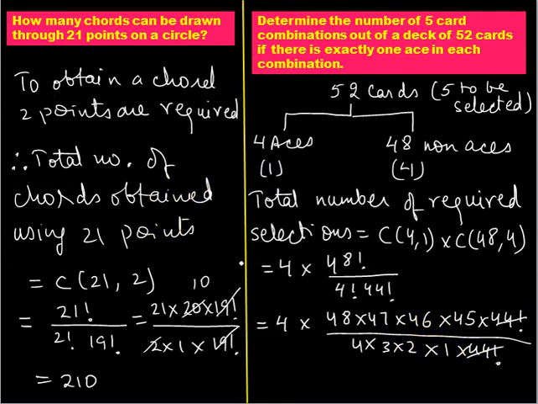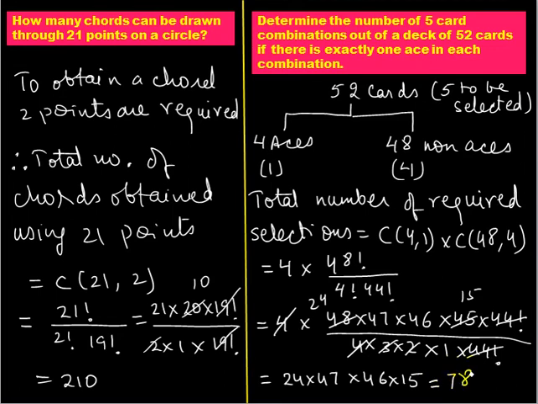So cancelling out the common factors, you can see we can get rid of 4 here. Then with this 2 we can cancel out 48, it will be 24, and with 3, 45 can be cancelled out, we get 15. So leftover terms are 24 into 47 into 46 into 15. Now on multiplying this, the product reduces to 788320. Now wherever the calculations will be too large, the total number of selections can be written in this form only.